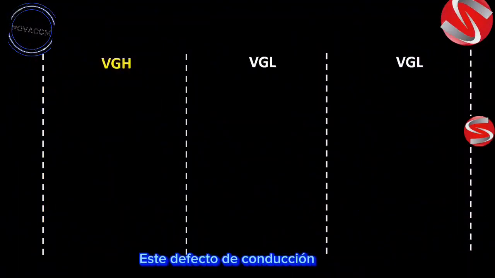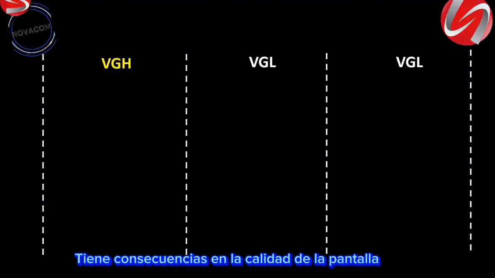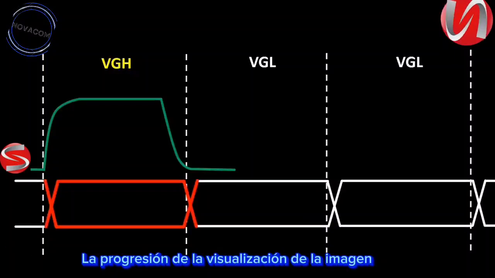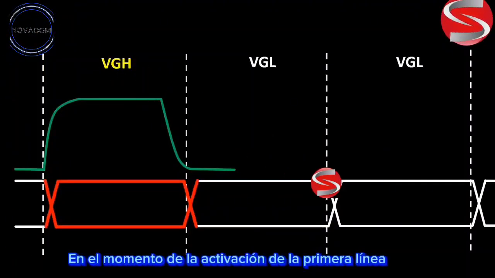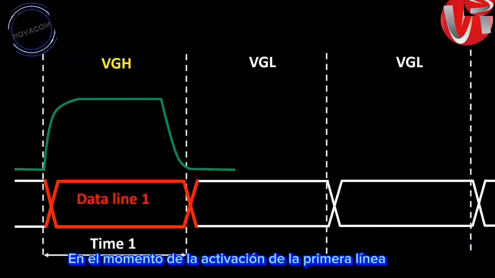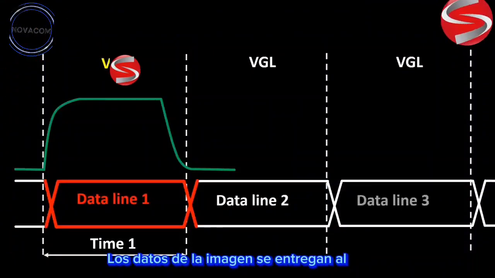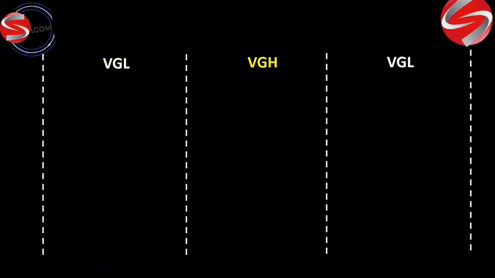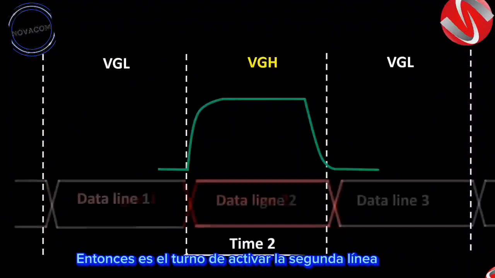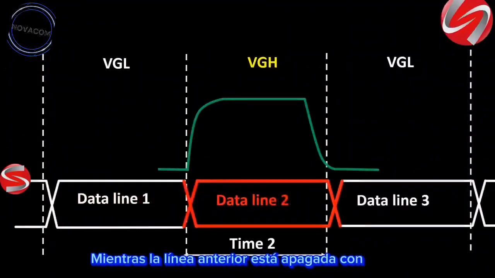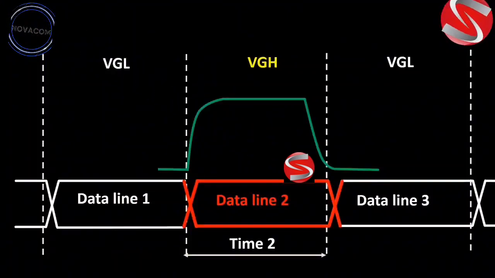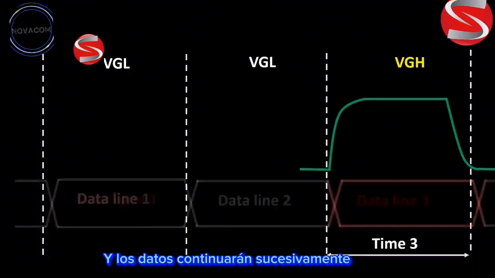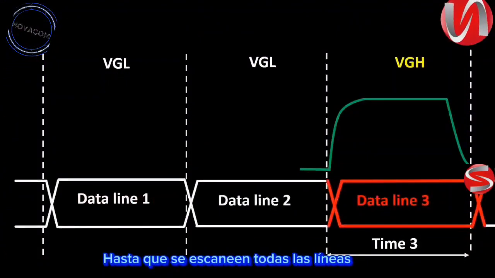This defect of conduction has consequences on the quality of the display. On this diagram is represented the progression of the display of the image line after line. At the time of the activation of the first line, the data of the image is delivered to the corresponding line and with the adequate time. Then it is the turn of the second line to be activated with VGH while the previous line is switched off with VGL. The coordination process between the lines and the data will continue successively until all the lines are scanned.